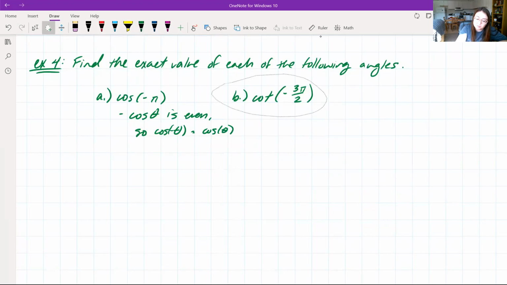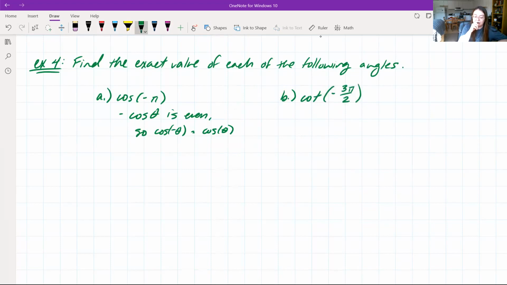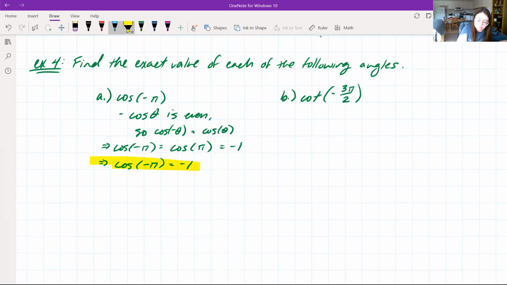And we're going to scoot this over so there's more room. All right, so cosine of negative theta is equal to cosine of theta. So if we have cosine of negative pi, that tells us that cosine of negative pi is equal to cosine of pi, which cosine of pi is just going to be equal to negative 1. So cosine of negative pi is equal to negative 1.